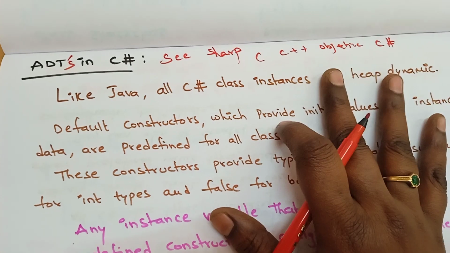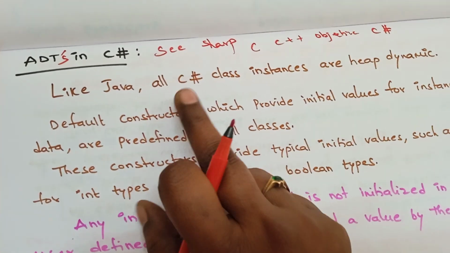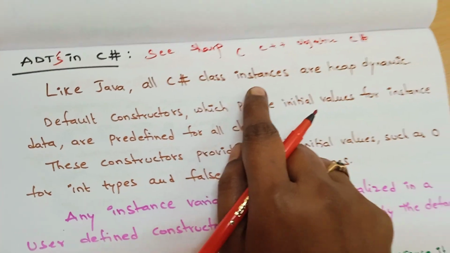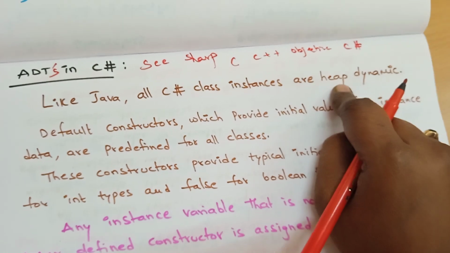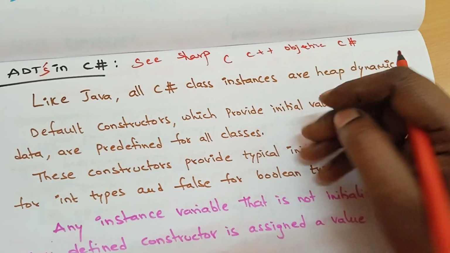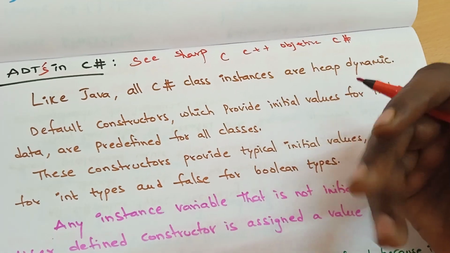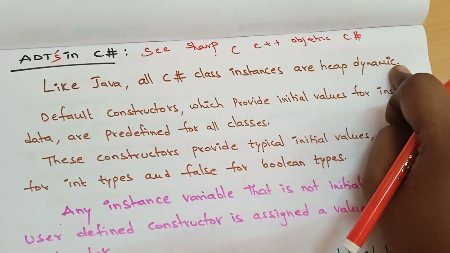Now we'll go with the ADT support in C sharp. Like Java, all C sharp class instances are heap dynamic. And if you still have any question about what is heap dynamic, you can see all the videos sequentially, then I believe that you will be very sure what is heap dynamic.